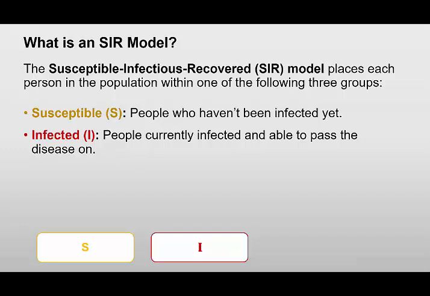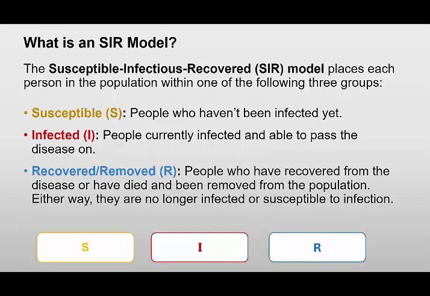The second group of people are called the infected group. These people are infected and they're able to pass the disease on to others. The final group is called the recovered or the removed group. People in this group have had the disease in the past, but now they've recovered, or they may have possibly died or simply been removed from the population. Either way, they're no longer infected or susceptible to infection in the future.